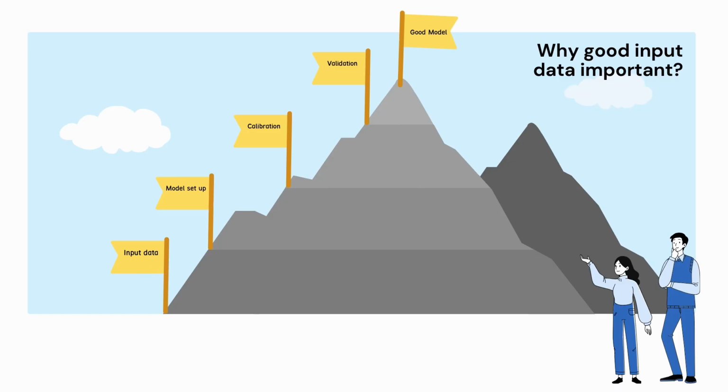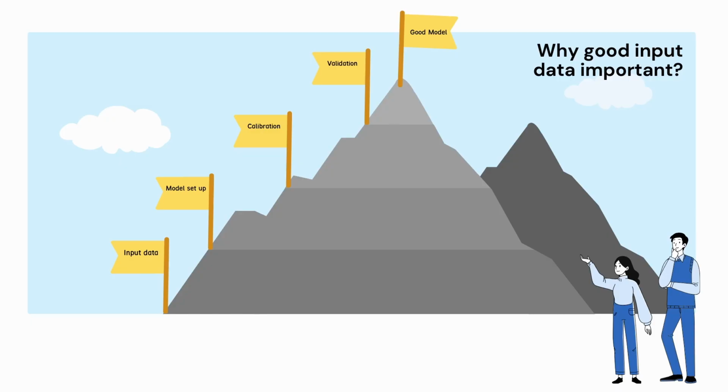Common types of input data in hydrology include meteorological data like precipitation and temperature, hydrological data such as stream flow and groundwater levels, and land use data. But in our case study of the Rashan River Basin, we have only precipitation and temperature data. And here are key steps in input data checking.